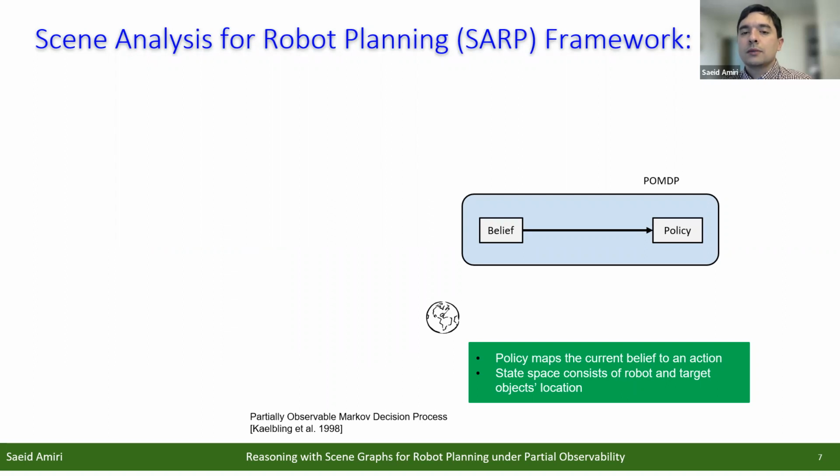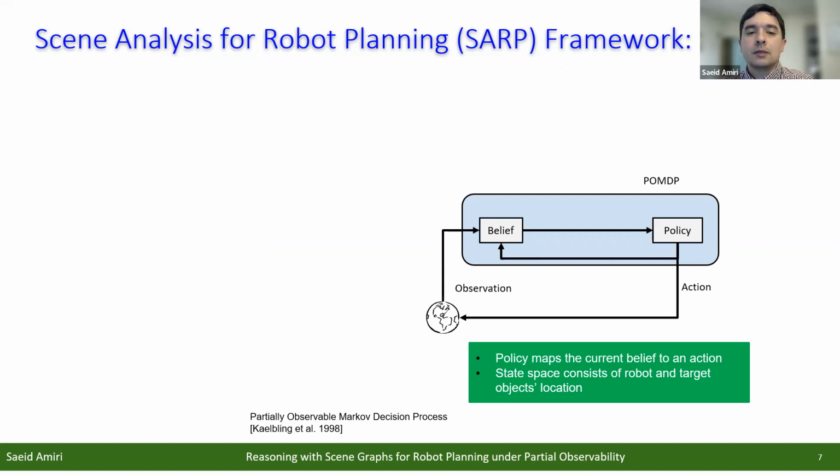We use partially observable Markov decision processes, or POMDPs, for the target search problem, where the state space consists of the target and robot locations. The generated policy maps the current belief to an action and receives an observation. Together, the action and the observation update the belief using the Bayes update rule.